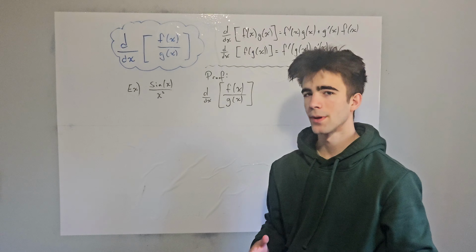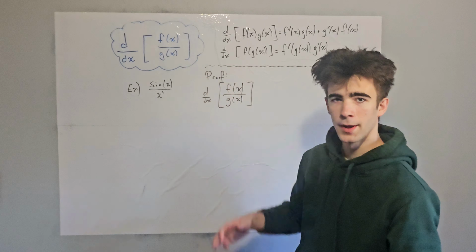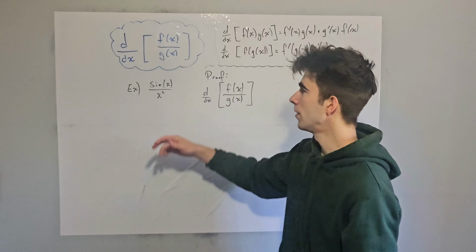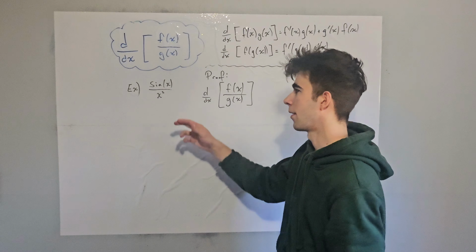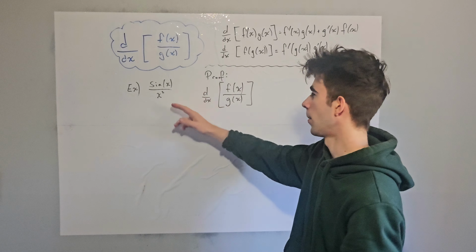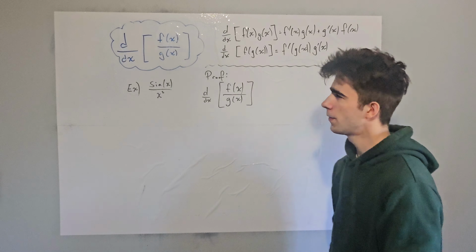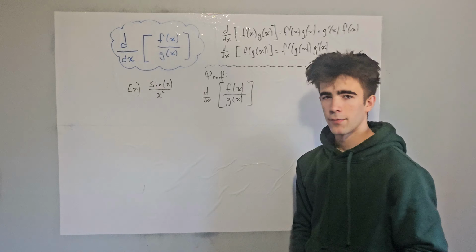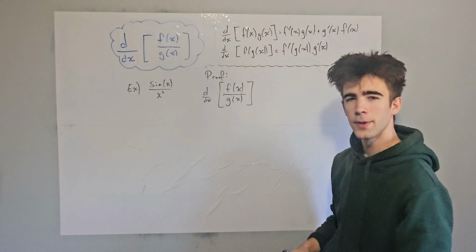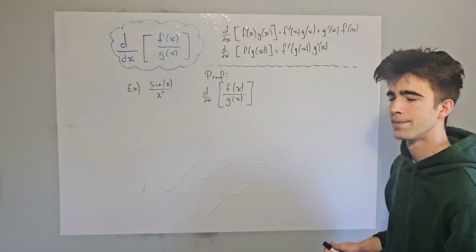Today I'd like to look at a really quick proof of the quotient rule, and this is useful for when we have one function divided by another function. So for example, maybe we have sine x over x squared. This proof will use the product rule and chain rule in them, so if you want to have a full understanding of this proof, maybe look at the proofs for those two first.